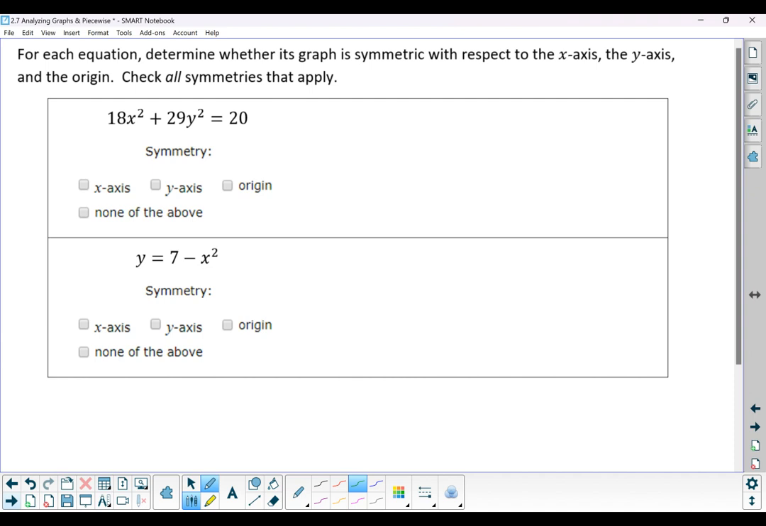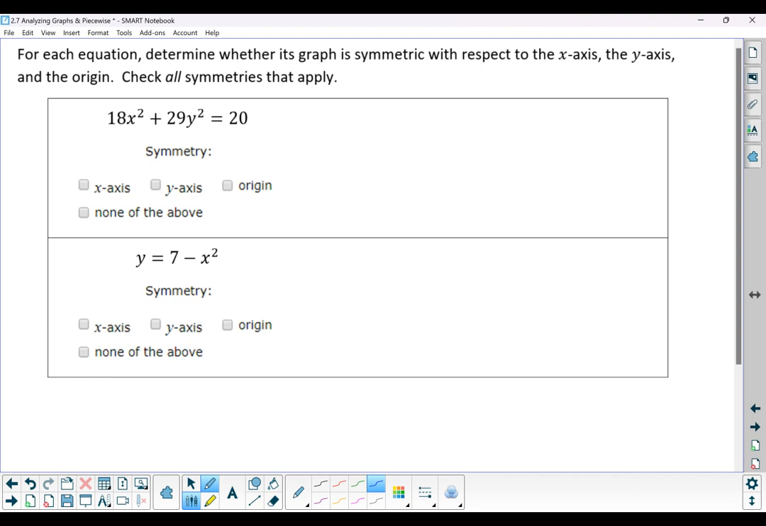And then hopefully that idea will make sense once you see a couple of examples. Another strategy you could use is to think about what the graph is, but for some of these, you may not know what shape the graph is.